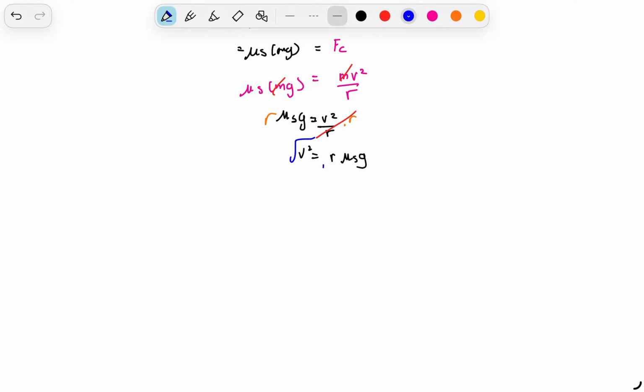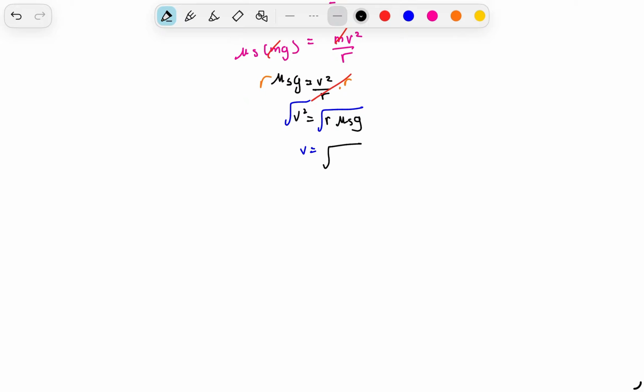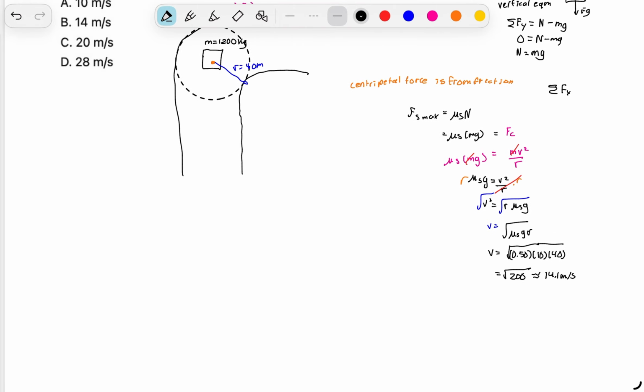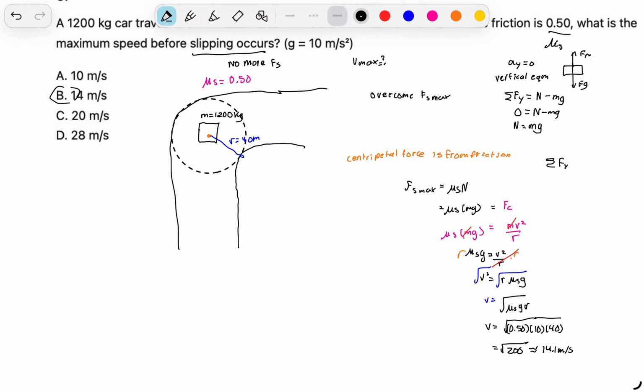And if you take the root of both sides, you get that v is equal to the root of mu s times g r. Now all you have to do is just plug in your values. So you have v is equal to the root of 0.50 times 10 times 40, and that's equal to the root of 200. That's approximately going to give you 14.1 meters per second. So your answer here is going to be approximately B.